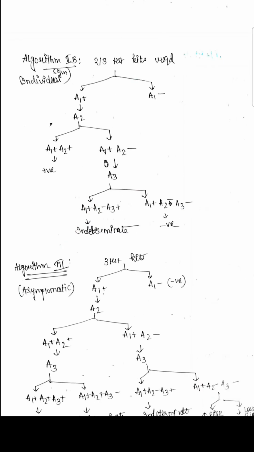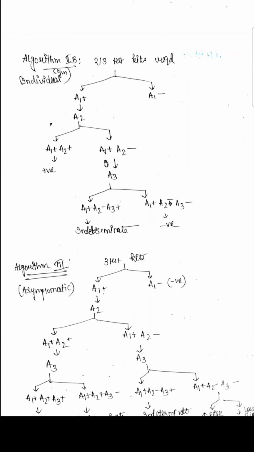Now we will go for algorithm 3, that is in the asymptomatic individual. It's almost the same as the symptomatic individual, except that we perform the third test in A1, A2 positive as well as A1 positive, A2 negative. So let us see. Here we use 3 test kits. First we perform A1. If A1 is negative, the test is negative. Don't do anything more. If A1 is positive, go for A2, same. If A1 and A2 are positive, we were calling it positive in the earlier test. But here we go for a third test.